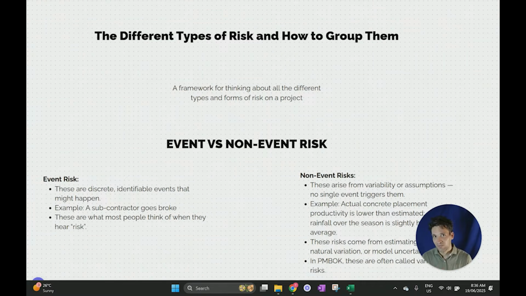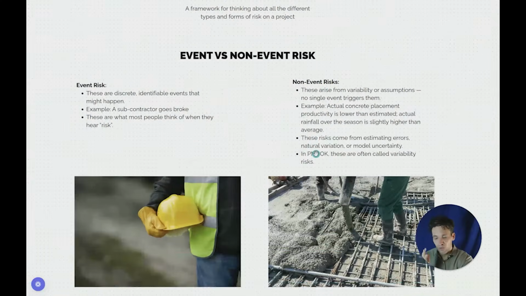on projects. Okay, so the first grouping is event versus non-event risk. An event risk is a discrete, identifiable event that might happen. For example, a subcontractor going broke. These are typically what we think of when we think of a risk, a discrete, identifiable event. However, it's not the only source or type of risk on a project. Non-event risk is variability from our assumptions when no single trigger happens.